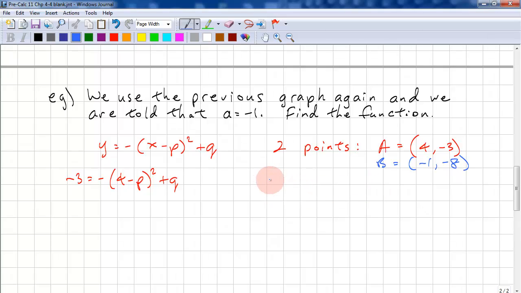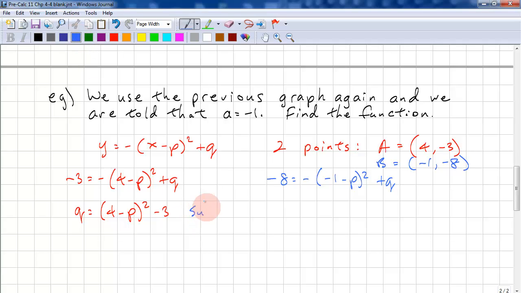And -8 equals -(-1 minus p) squared plus q. We solve for p or q in one equation. Since q is already by itself, it's easy to solve for q. So q equals, we bring this over to the other side and it becomes positive. So (4 minus p) squared minus 3.